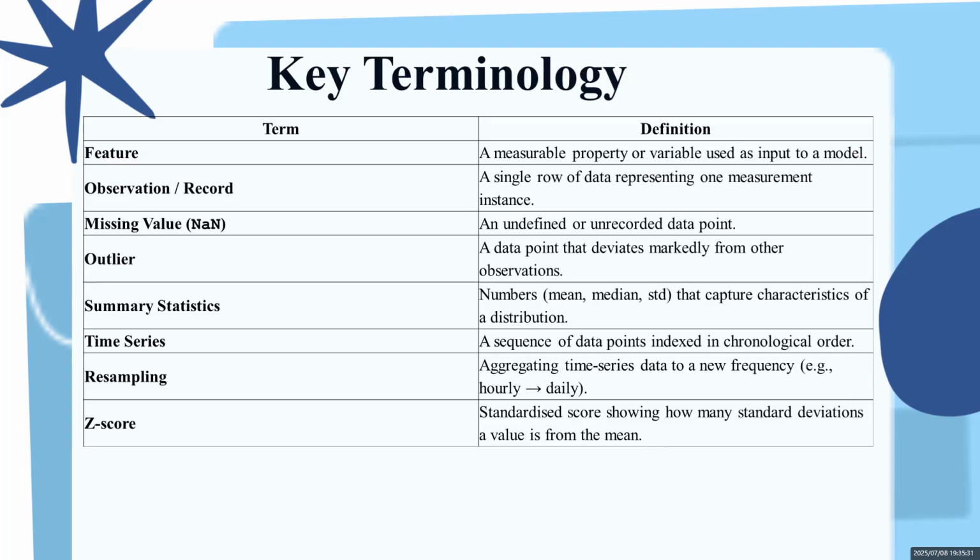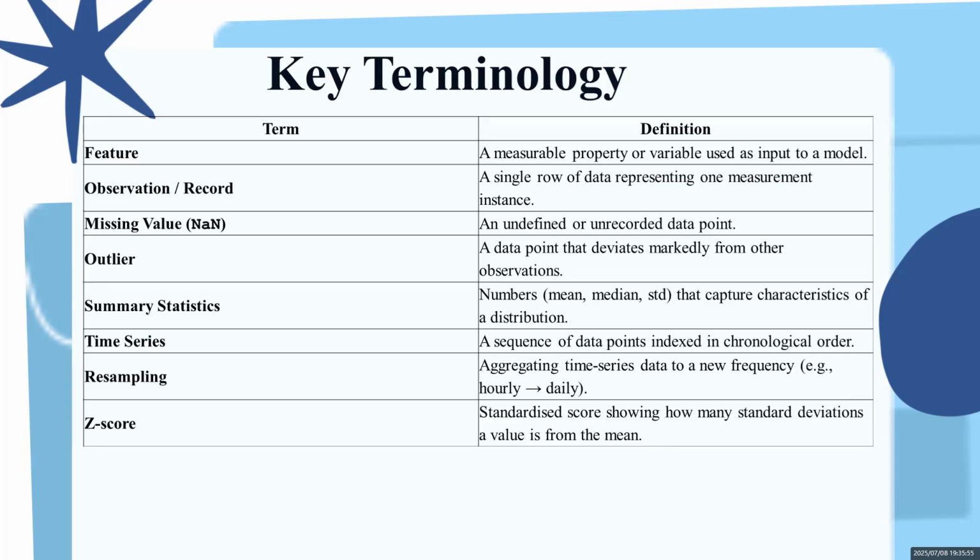And then you have the outlier. An outlier is a data point that deviates significantly from other observations. All right, and then we have summary statistics. This could be the mean, median, standard deviation that actually capture characteristics of a distribution.